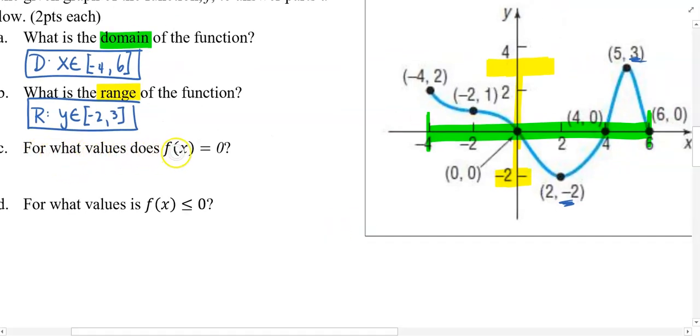Now for what values does f of x equal 0, we're asking for all x values that generate a y coordinate equal to 0. So you can imagine that there's a horizontal line here at y equals 0, or in other words, the x-axis. And we would say that x could be any of the three values. It looks like 0, 4, and 6.